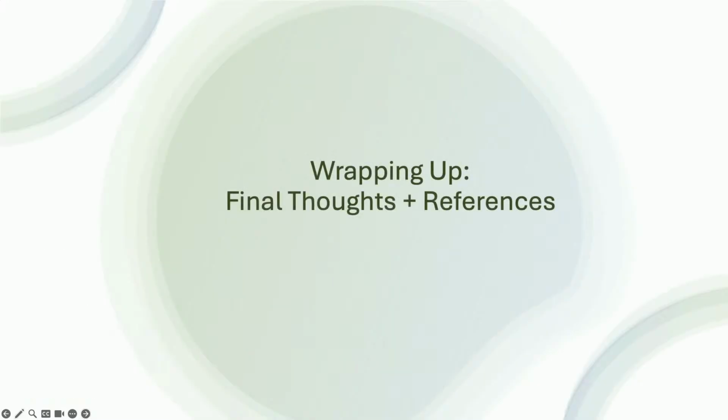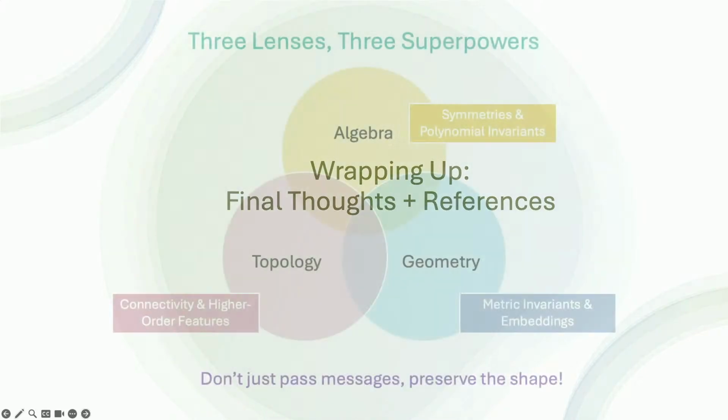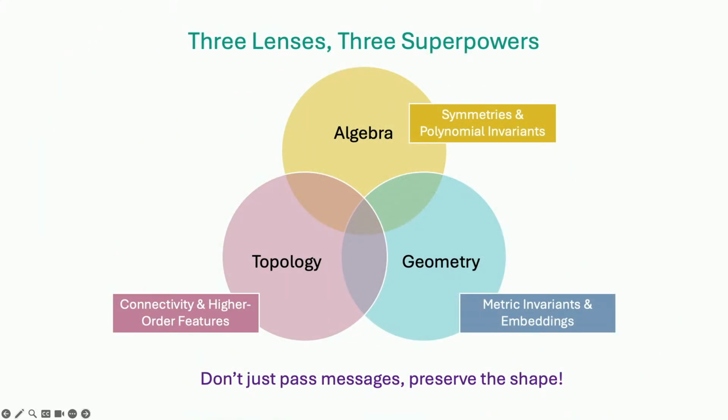Okay, so coming to the end, wrapping up, final thoughts. I started off this talk by saying you can't really look at geometry in graph neural networks and separate it from algebra and topology. So there are three lenses on geometry, or three lenses for enhancing your GNNs.